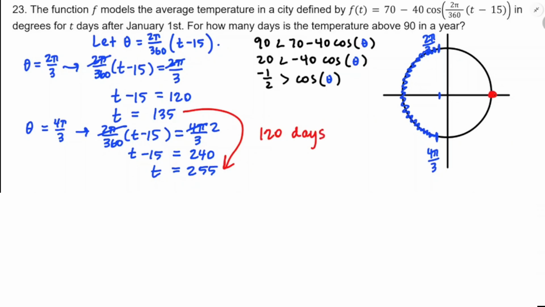If you think about the actual distance between 2 pi over 3 and 4 pi over 3, that's 2 pi over 3, and that is a third of the circle, so it would be a third of the period, and we can see on the equation the period of this thing is 360. Okay, so that does make sense.